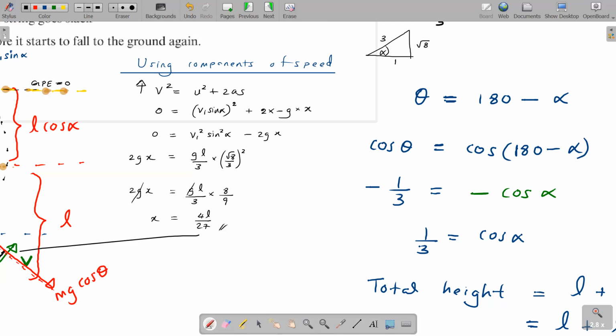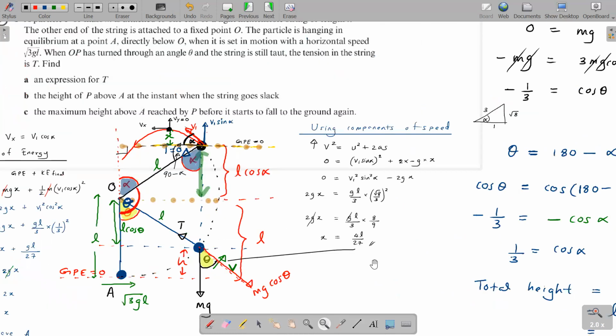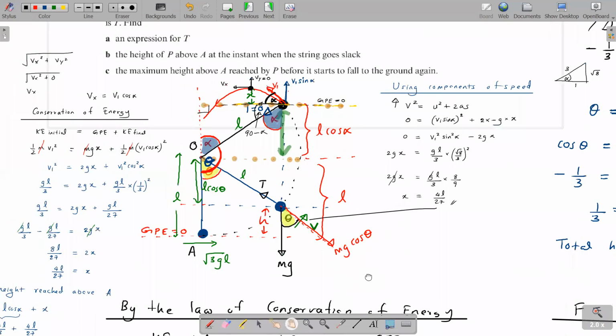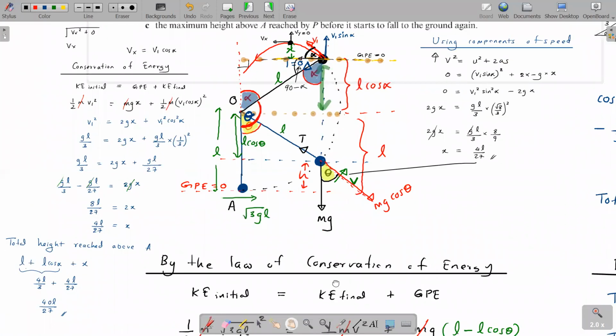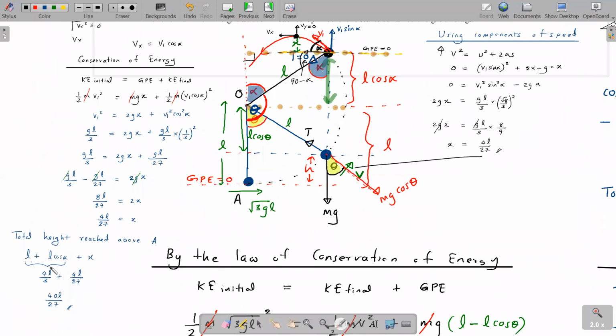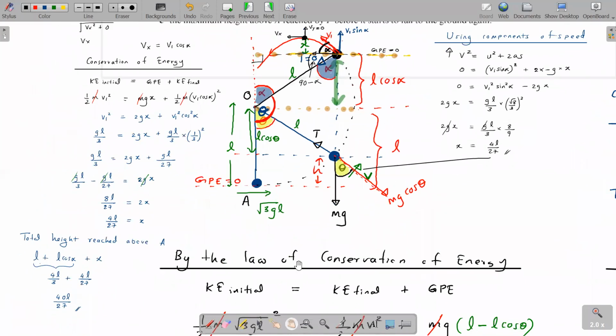Can you see we get the exact same answer for x regardless of which method we use? I think components of speed was shorter, right? It doesn't matter, any of these are fine. Using conservation of energy I get the x value 4L over 27, and using components of speed I also get 4L over 27. You can use any of these methods. But the final answer is not 4L over 27. You have to add that value to the previous height it achieved and then give the total height above A. All right, I hope this is clear. This is a complete sum in vertical circular motion.